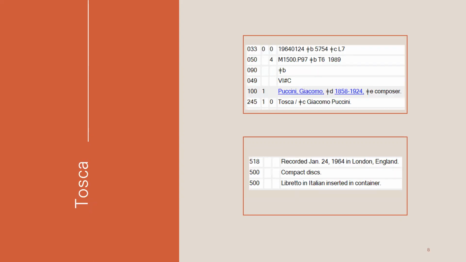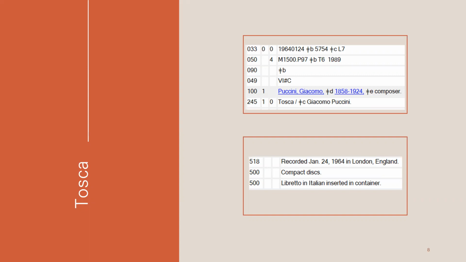Here is an example of a music CD. This is OCLC number 28125397, another record that I enhanced during a database cleanup project, Tosca by Giacomo Puccini. In MARC field 033, both indicators are 0. The first indicator 0 indicates a single date, 19640124, or January 24th, 1964.